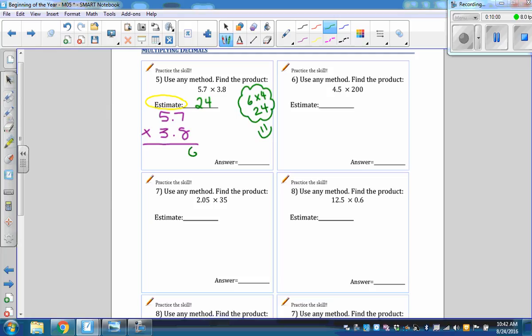7 times 8 is 56, carry the 5. 8 times 5 is 40, plus 5 is 45. Put my placeholder in, and continue the problem. 3 times 7 is 21. Switch colors here. Carry the 2. 3 times 5 is 15, plus 2 is 17.